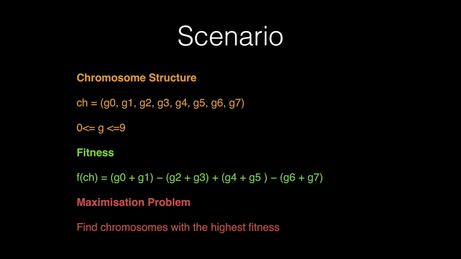So we have a chromosome structure that has 8 genes, and each of these genes could be between 0 and 9. To calculate the fitness of this chromosome, we'd simply add up each of the 2 pairs of genes, so 0 and 1, 2 and 3, 4 and 5, 6 and 7, and then we minus the first pair with the second pair, then add the third pair, and then minus the last pair.